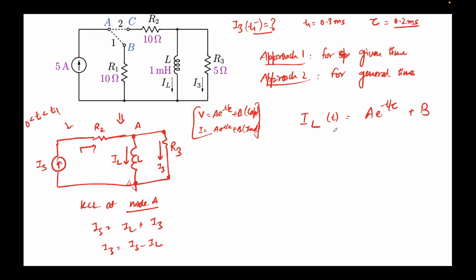Again, there are two variables, so we must put the boundary conditions. The two boundary conditions we want to put are: what is IL at 0 plus? We estimated IL at 0 plus in the previous problem, if you remember, to be 0 amps. The reason was that infinite energy could not be provided by this inductor, and hence it will be 0 amps. What is IL at time t equal to infinity?